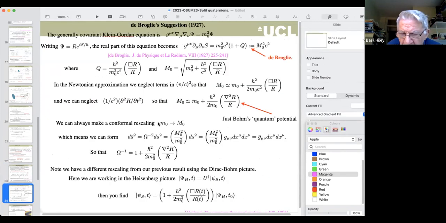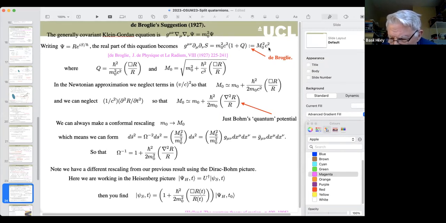Now then, final slide. Let's go right back to de Broglie, 1927. What he did was to write the generally covariant equation, and he stuck in the rest mass squared there. But then he realized that if you take the real part of this equation, an extra Q comes in here. So what de Broglie said was, let's write the Klein-Gordon equation as that equals capital M squared c squared. You see, the de Broglie work was nothing to do with the pilot wave, nothing to do with the Mickey Mouse guidance condition.